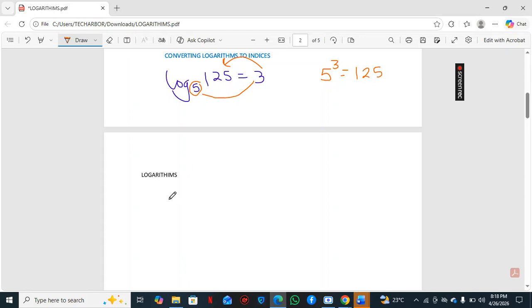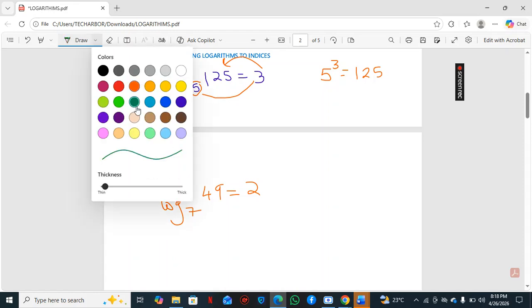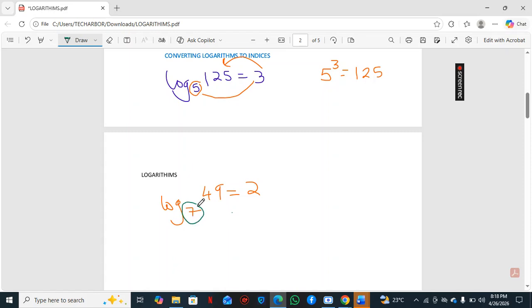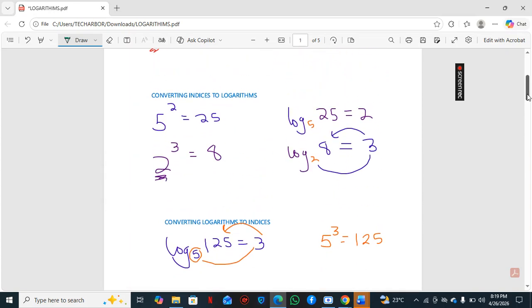You can also write here again log 7 of 49 equals 2. We convert this into index form. Remember 7 is the base. You're saying you're multiplying 7 by itself 2 times in order to get 49. So just saying 7 squared equals 49. Colleagues, this is how you convert logs to indices and indices to logs.